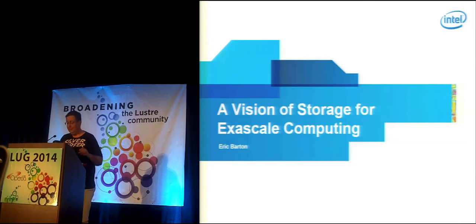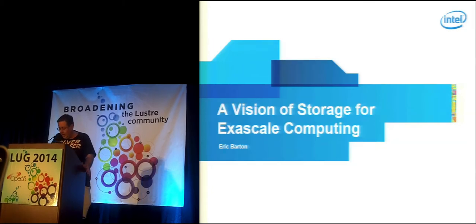Next we have Eric Barton. He's the lead architect at the High Performance Data Division at Intel. He's truly the Lustre fashion plate. My understanding is that people referred to his purple jacket as the Lustre jacket. He's scrambling right now to get to the microphone for fear that I'll talk some more about him.